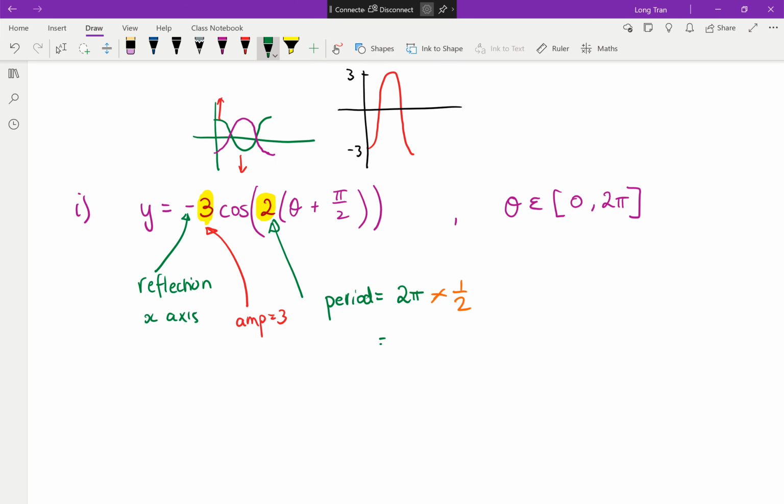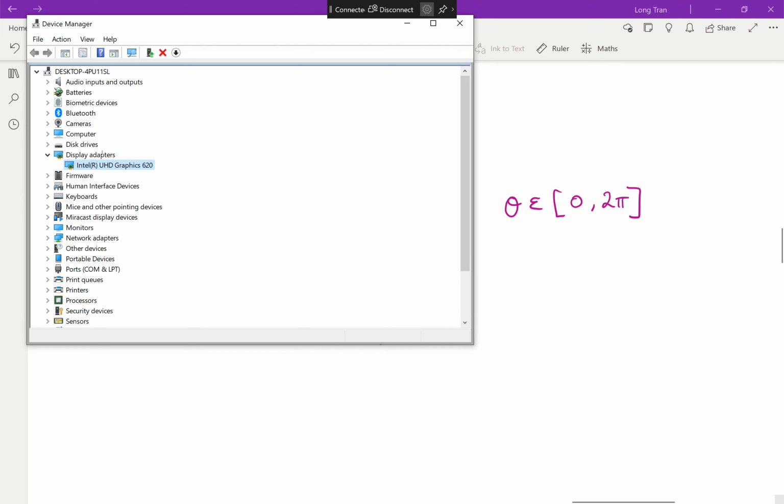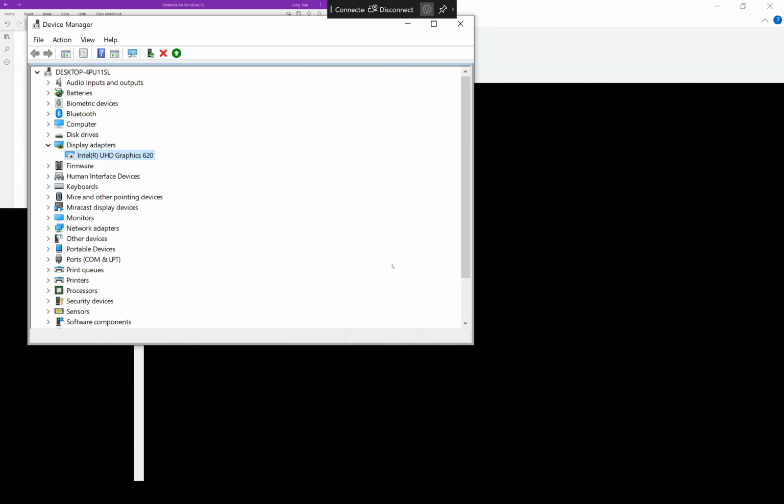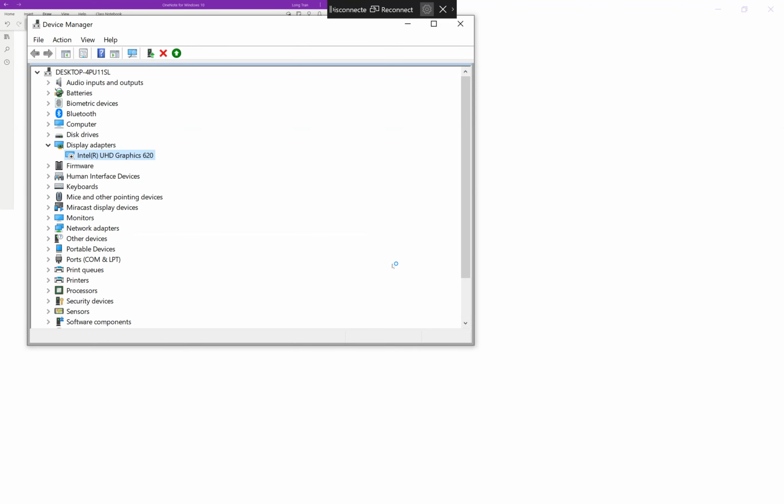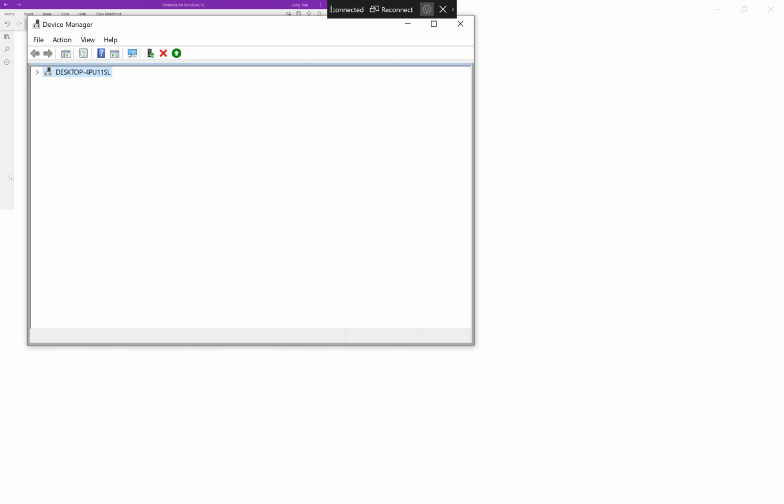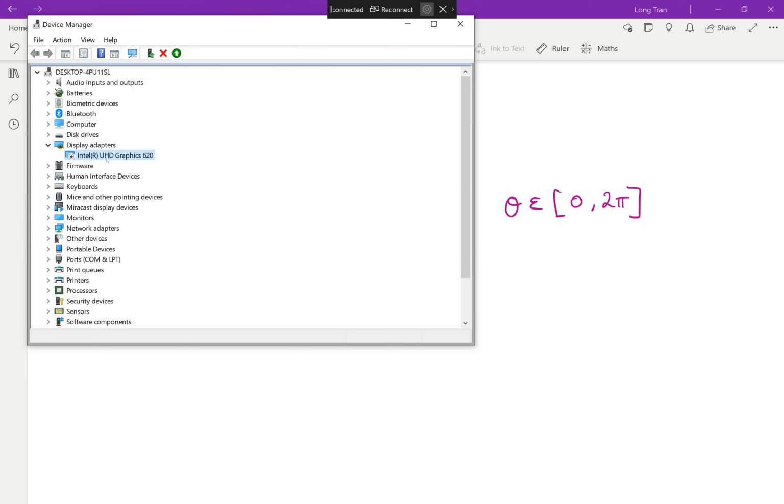What's wrong with my pen? So annoying. Let's use another pen. But in the meantime, I'm going to have to restart again. It does this funny thing where it disconnects. And then I enable.